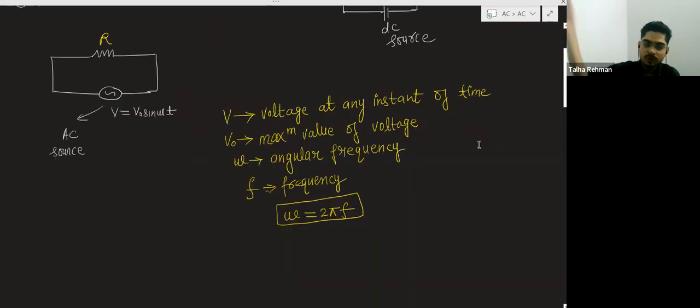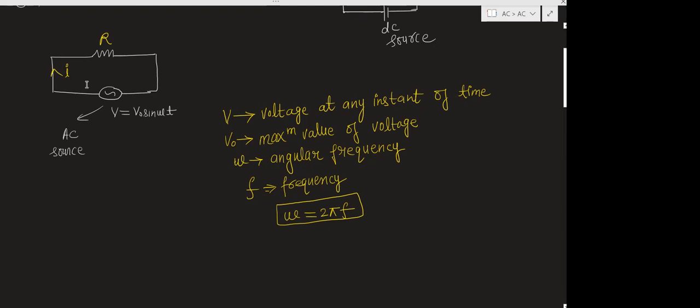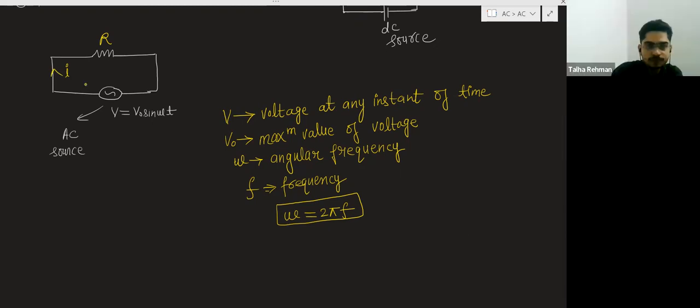Okay, so I am supposing in this circuit there is a current I at any instant of time, and this is the direction of the current. Because this is an alternating current, I cannot say anything about the direction, as it is continuously changing. So I is the current at any instant of time in this circuit.